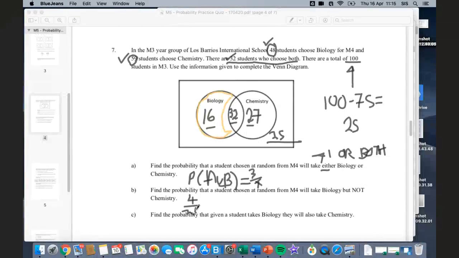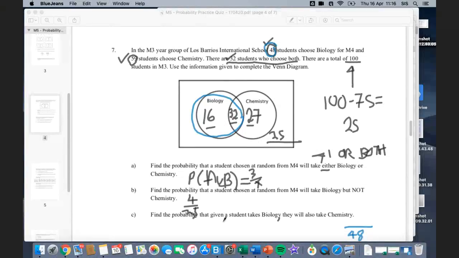And the probability that a given student takes biology, they will also take chemistry. So technically there should be a comma here. So given a student takes biology. Now whenever it says a given problem and it's to do with a Venn diagram, you need to change the denominator. This time our denominator is going to be changed so it's just focusing on the biology section. So we need to focus on, well, how many students are studying biology? It is 48, so our denominator becomes 48.